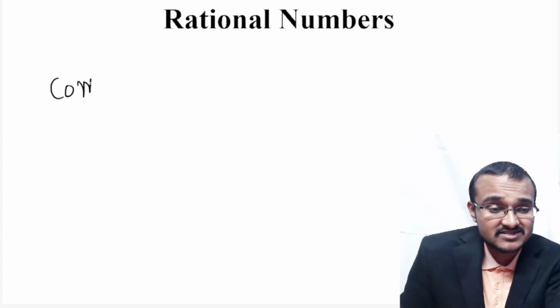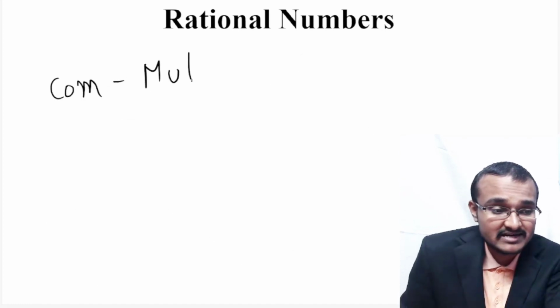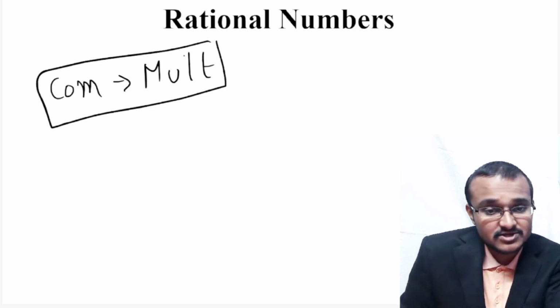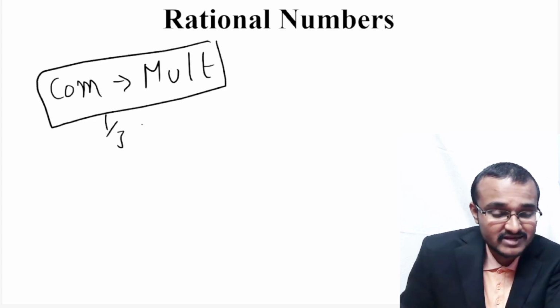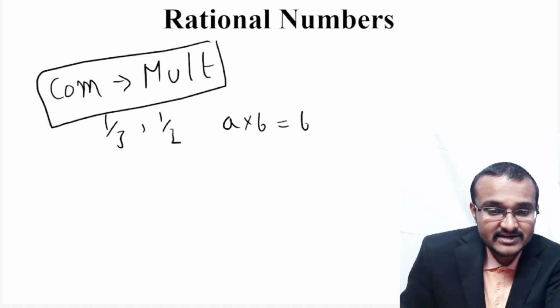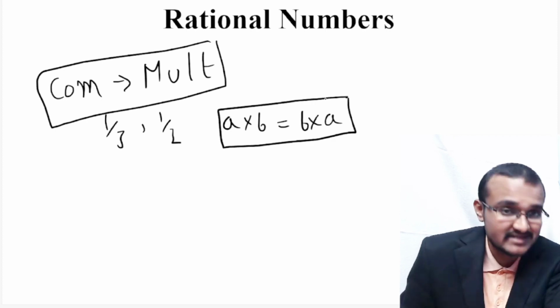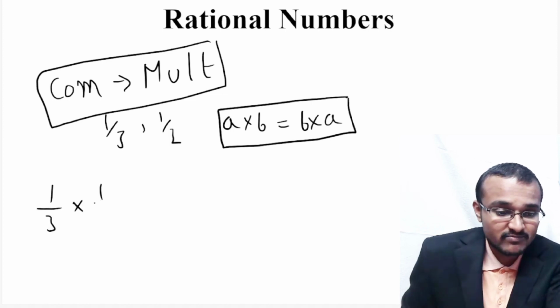Now let us test commutative property under multiplication for these rational numbers. So let us take the same example, 1 by 3 and 1 by 2. So the condition here is a into b should be equal to b into a for commutative property under multiplication to get satisfied for rational numbers. Now let us take 1 by 3 and 1 by 2 as a and b.